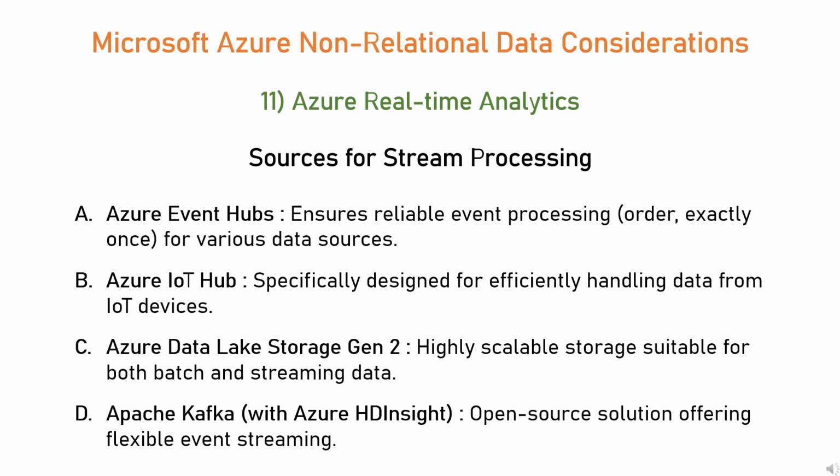Sources for stream processing. Azure Event Hubs ensures reliable event processing for various data sources. Azure IoT Hub, specifically designed for efficiently handling data from IoT devices. Azure Data Lake Storage Gen2, highly scalable storage suitable for both batch and streaming data. Apache Kafka, an open source solution offering flexible event streaming.